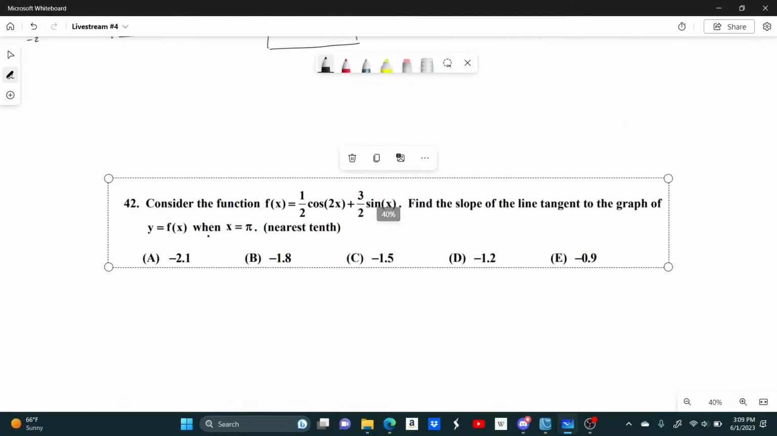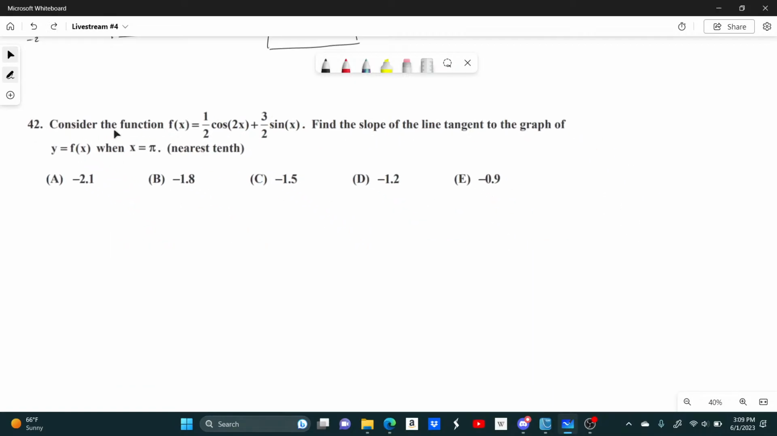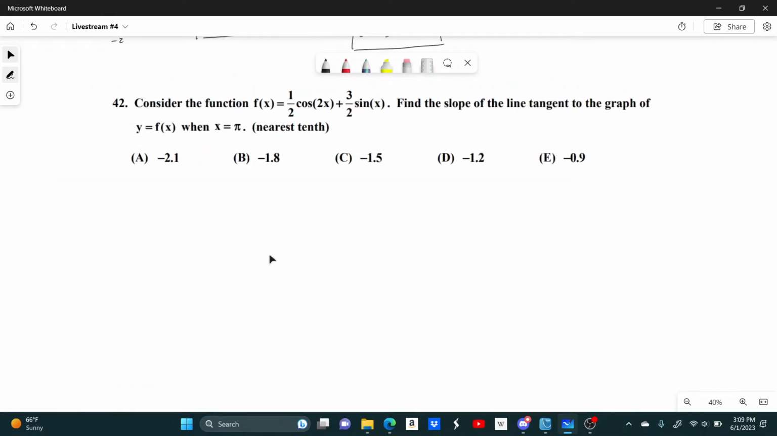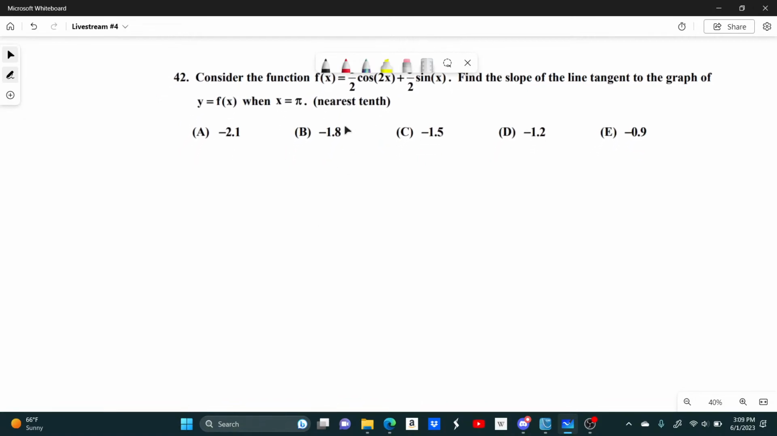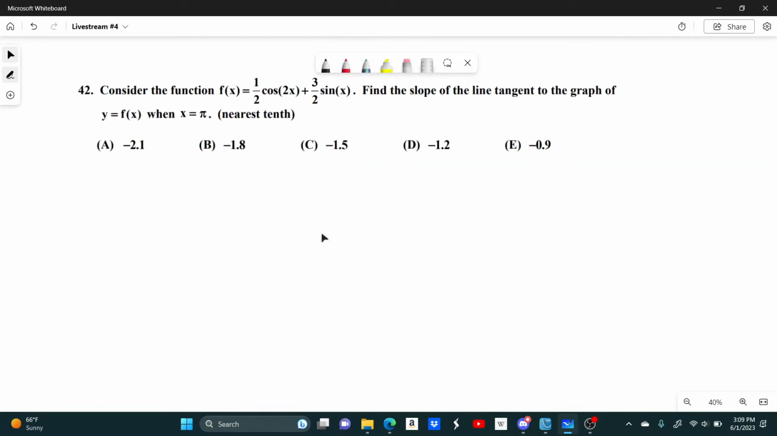Okay. Let's see. Consider the function f of x equals 1/2 cosine 2x plus 3/2 sine of x. Find the slope of the line tangent to the graph of y equals f of x when x equals pi. Okay, so this is just like a basic derivative. If you want to find the slope of the tangent line, that should scream in your brain, oh, I'm going to use a derivative.